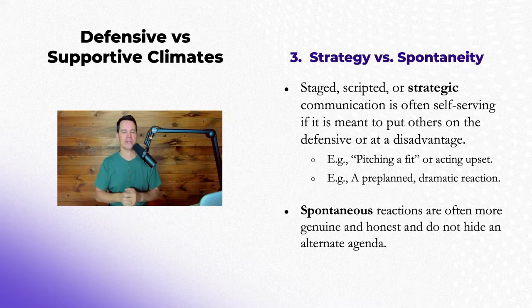The third pairing is using strategy versus being spontaneous. So some people communicate in very staged or scripted or strategic ways that's often very self-serving, and it's meant to put the other communicators in the group on the defensive or at a disadvantage.